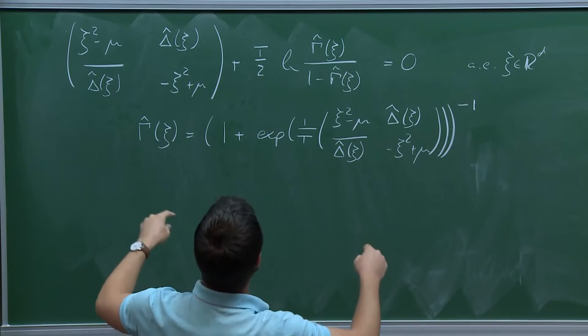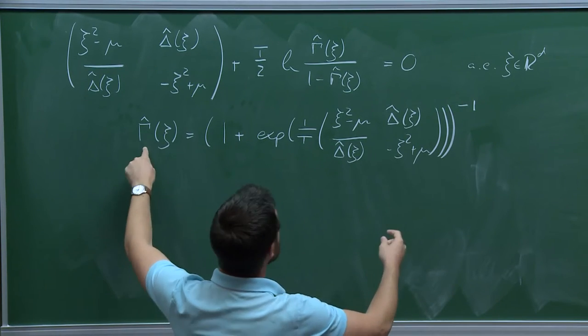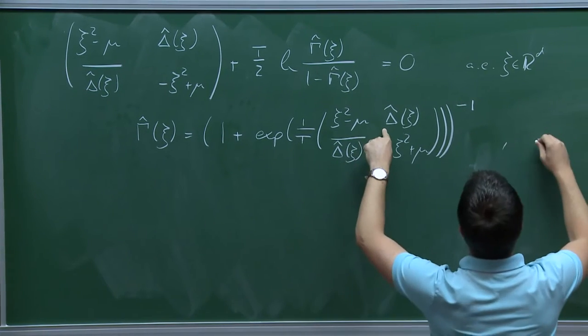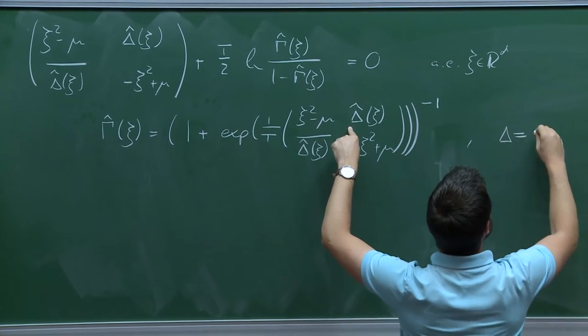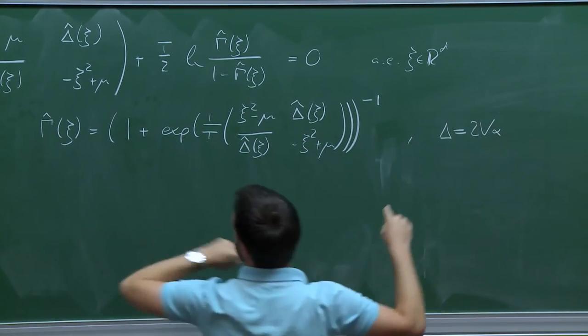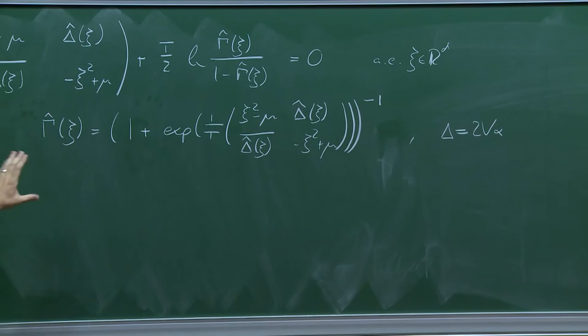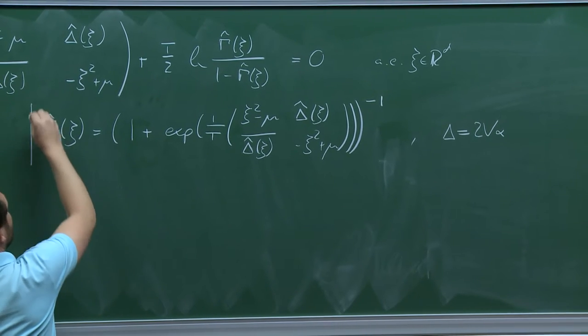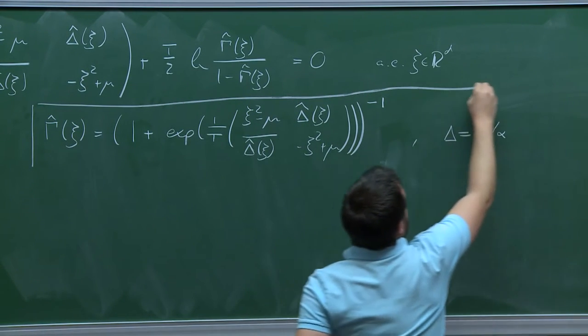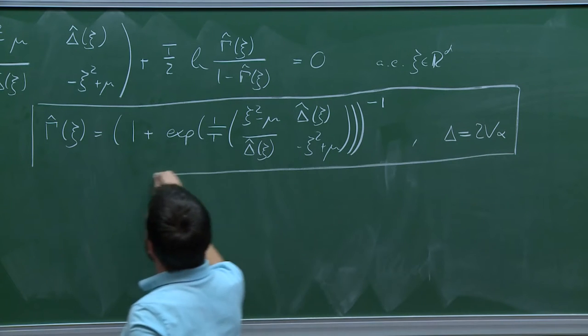This is a self-consistent equation because we know that delta is equal to V alpha, and alpha is this entry. That's the Euler equation in the translation-invariant model.